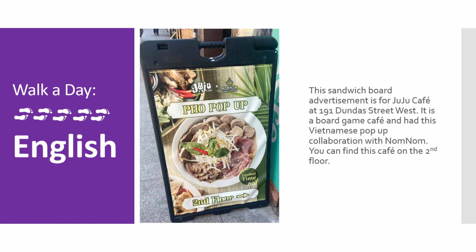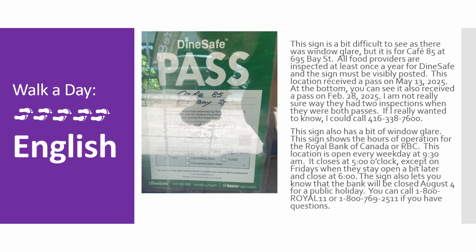This sandwich board advertisement is for Gigi Cafe at 191 Dundas Street West. It is a board game cafe and had this Vietnamese pop-up collaboration with Nom Nom. You can find this cafe on the second floor. This sign is a bit difficult to see as there was window glare, but it is for Cafe 85 at 695 Bay Street.